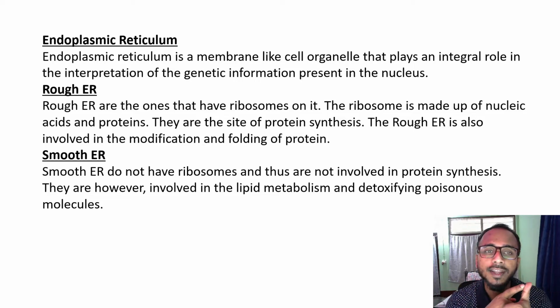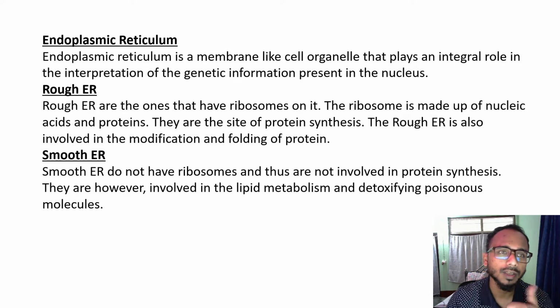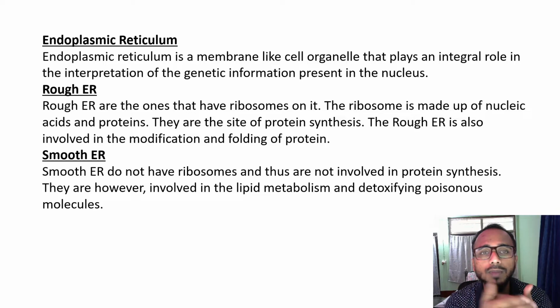So what contains the genetic information? Previously we have studied, it is the chromosomes. Chromosomes are the bigger form; initially it is chromatin. So what is the endoplasmic reticulum? It is a membrane-like cell organelle that interprets the genetic information present in the nucleus. That means it tells the other parts of the cell what the nucleus contains.